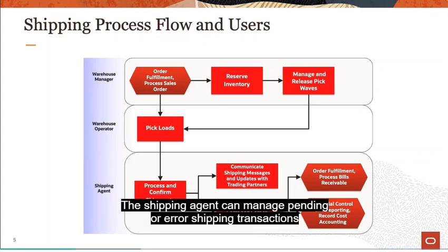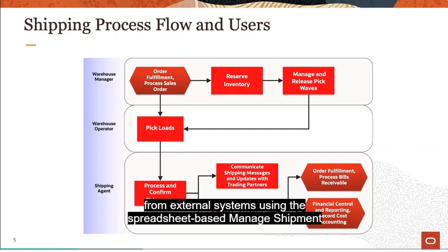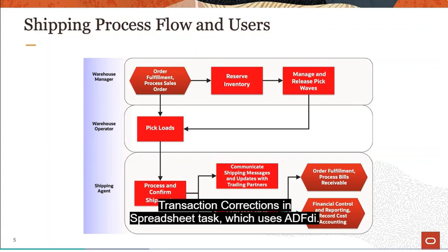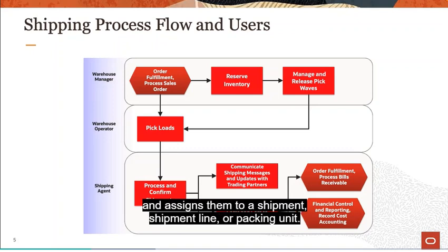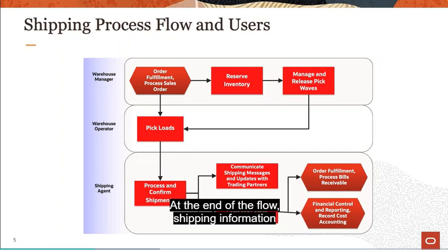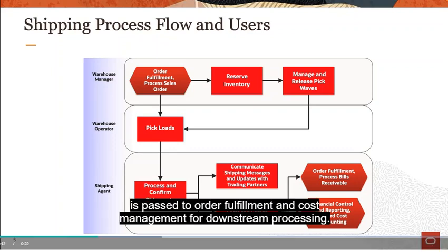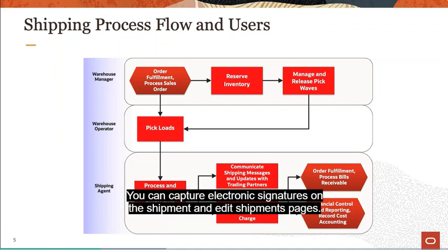The shipping agent can manage pending or errored shipping transactions for external systems using the spreadsheet-based Managed Shipment Transaction Corrections in Spreadsheet task, which uses ADFDI. The shipping agent also captures shipping costs and assigns them to a shipment line, or packing unit. At the end of the flow, shipping information is passed to order fulfillment and cost management for downstream processing.